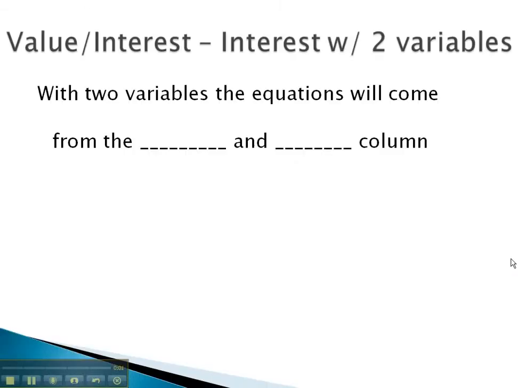In this video, we will look at solving interest problems which have two variables. When there's two variables, we need two equations. As before, we can pull one off the last column, but now we can also pull one off the first column. Let's take a look at an example where we see this happen.